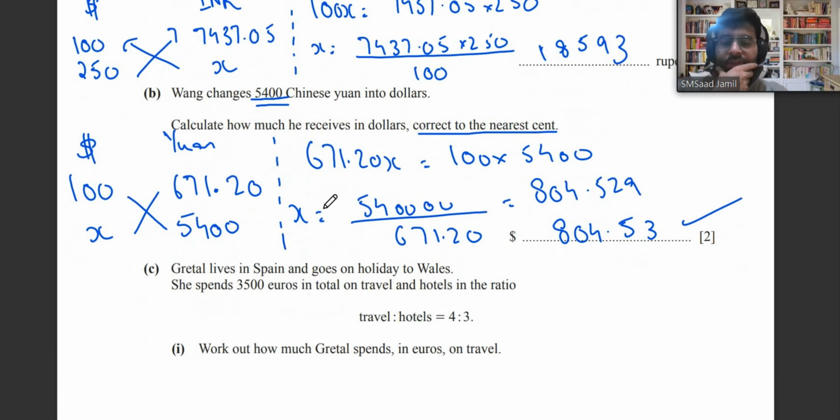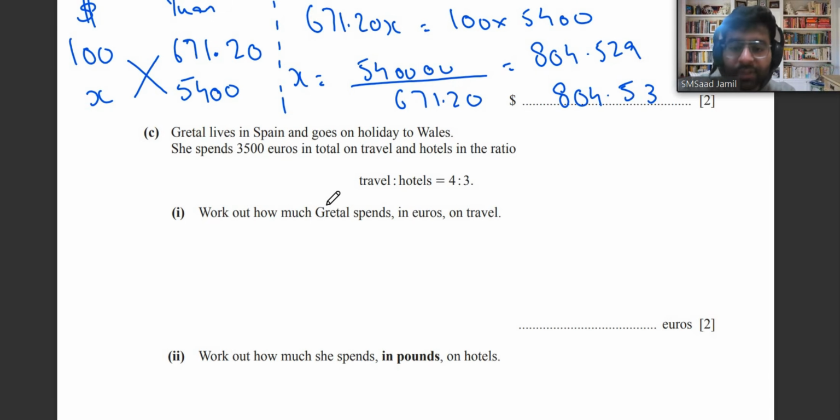Now next question says Gretel lives in Spain and goes on holidays to Wales. The most confusing thing is that they give such names that we are not able to do maths in the first place, and then they give such names that we are further not able to do maths. Anyways, Gretel lives in Spain and goes on holiday to Wales. She spends 3,500 euros in total on travel and hotels in the ratio. Work out how much Gretel spends in euros on travel.